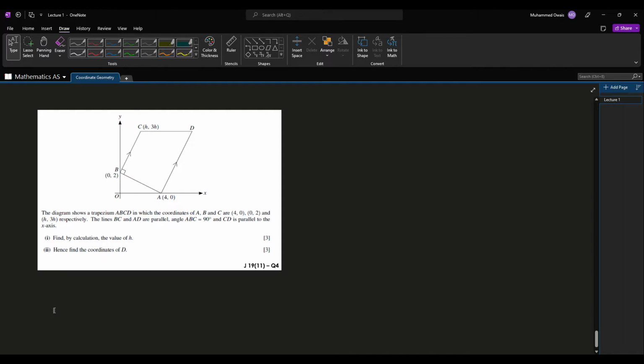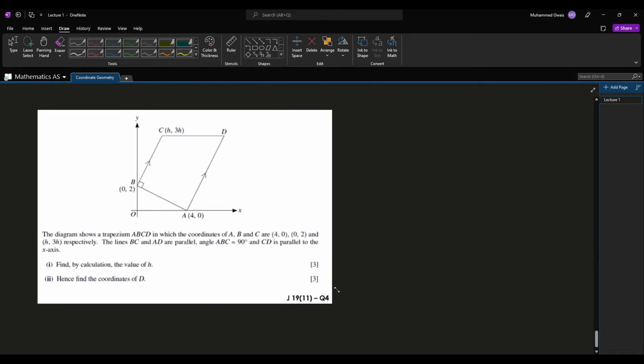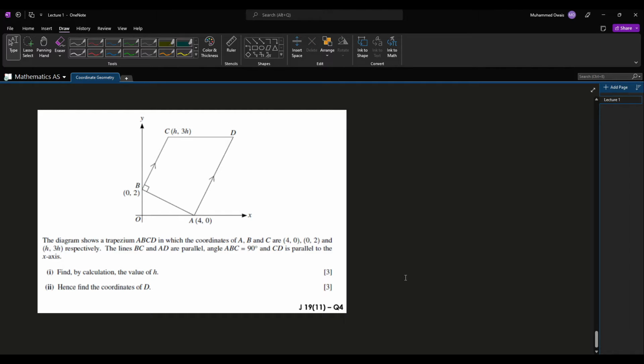Now then, that we are done with the lecture of coordinate geometry, it is time to start some questions. On the screen is currently a question from the year 2019, month May-June, paper 11, question 4. So then, let us see what this question is asking us.